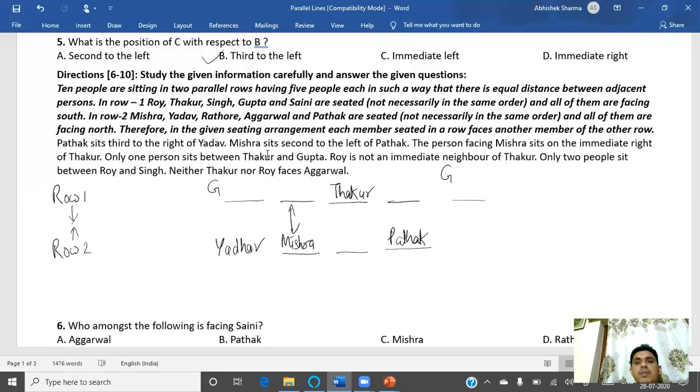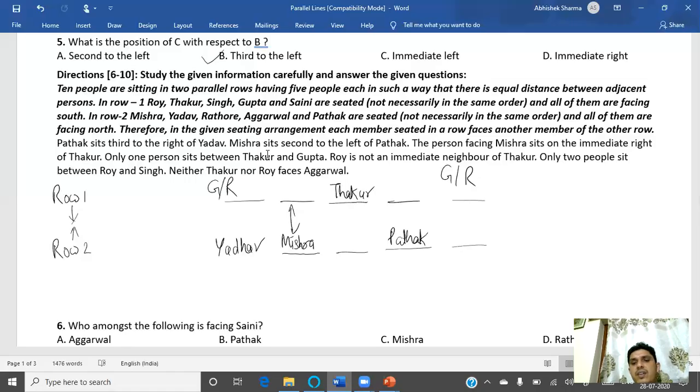Okay, one statement is remaining. Roy is not an immediate neighbor of Thakur. That means Roy can be here or Roy can be here because he is saying that Roy is not an immediate neighbor of Thakur. Okay. Thereafter, only 2 people sit between Roy and Singh. So if Roy is here, then Singh must be here, and if Roy is here, then Singh must be here.